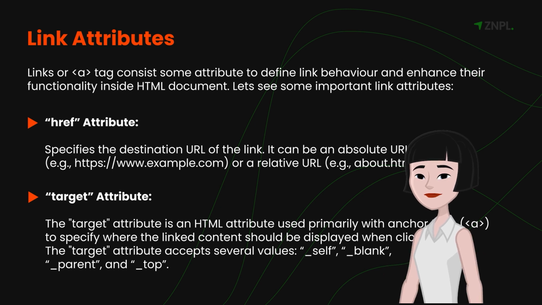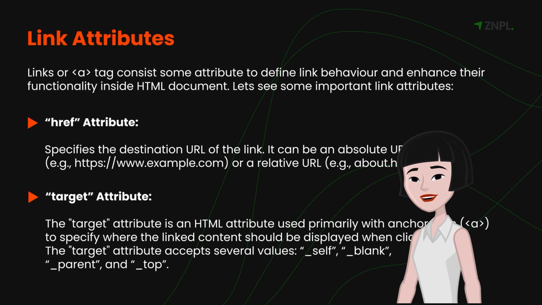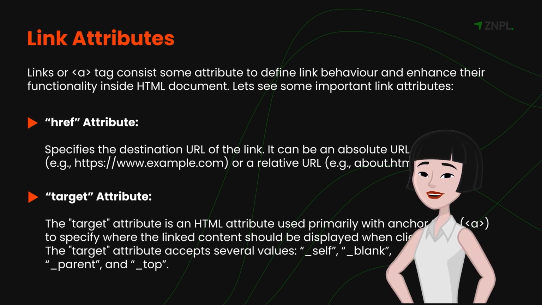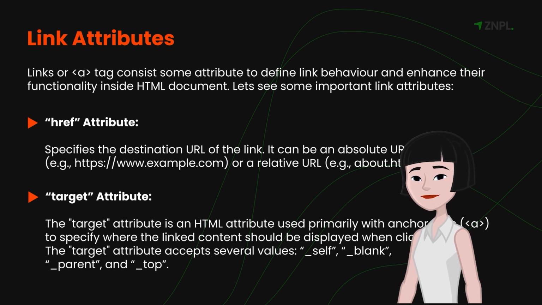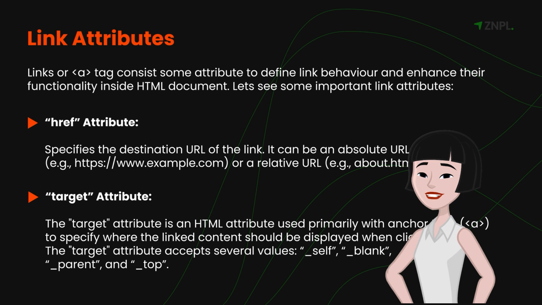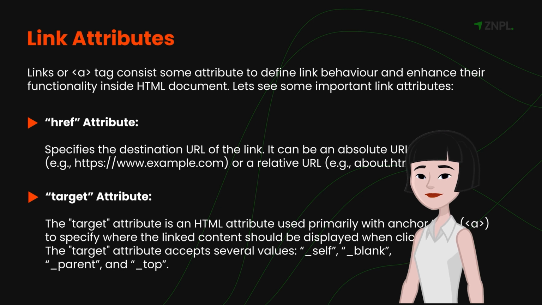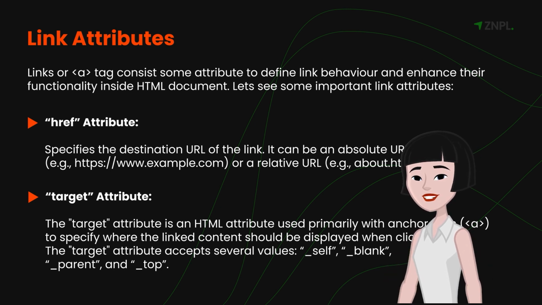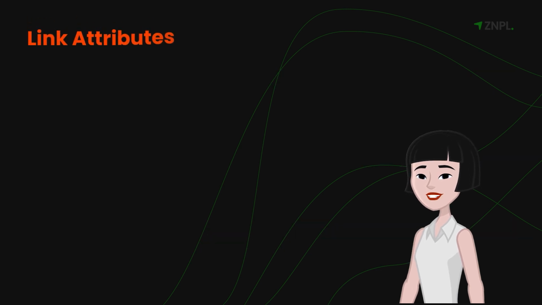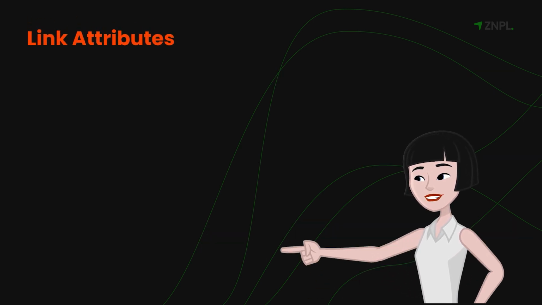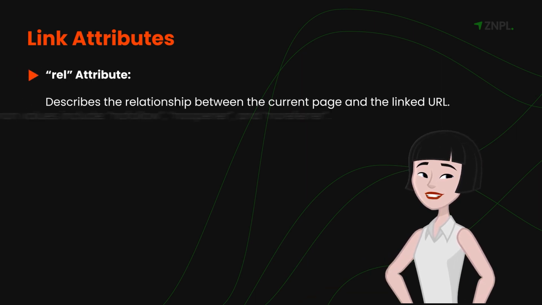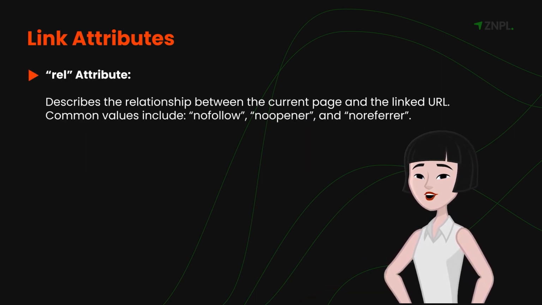_blank, when a user clicks, the linked content will open in a new browser window or tab, depending on the user's browser settings. _parent, this value is commonly used when working with frame sets. When the user clicks, the linked content will open in the immediate parent frame of the frame containing the link. _top, this value is also commonly used with frame sets. When the user clicks, the linked content will open in the full body of the window, breaking out of any frames.